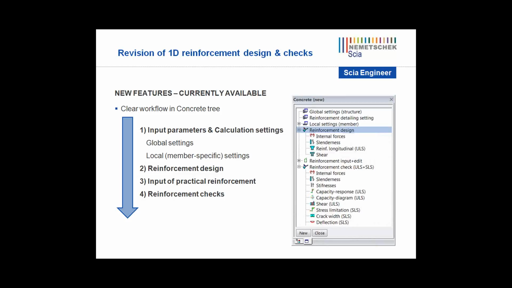Now the concrete tree has also been revised. As you can see here in the image, this is how it will look. You will have different parts, and the workflow is as it is for other menus in Scia, from top to down. And if you want, you can skip several things or not. You can change the order, but it is a top to down order which is normally followed.